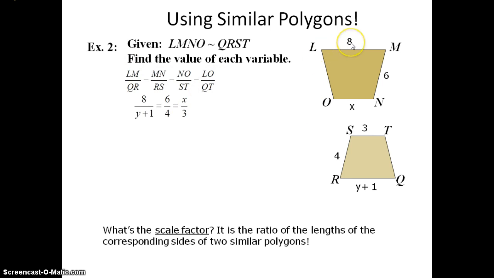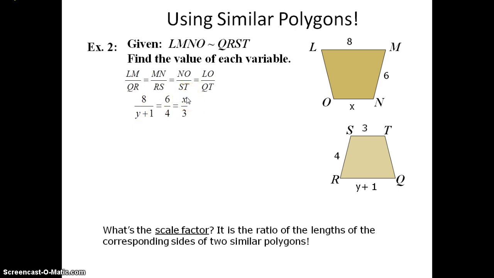I know that 8 is proportional to y plus 1 because that's LM over QR. I know that 6 is proportional to 4 because that's MN over RS. And I know that x is proportional to 3 because that's NO over ST. So see how we know one of these ratios and the other two ratios have a variable?